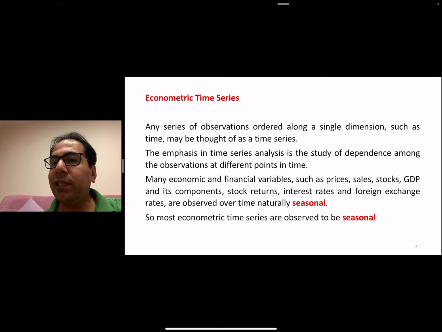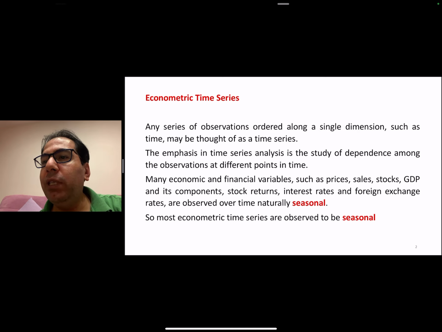rates, and foreign exchange rates are observed over time naturally, so seasonal. Most econometric time series are observed to be seasonal. This is why the time series we consider in this study are mostly seasonal. This is why we consider 17 different models in these studies, and we try to use the information criteria to make comparison within those 17 different models.